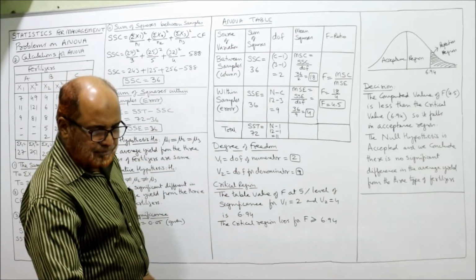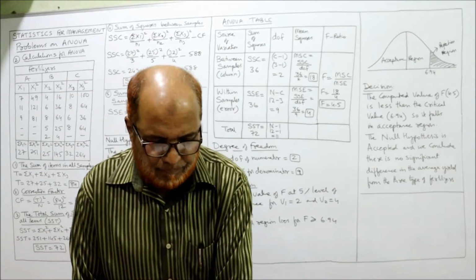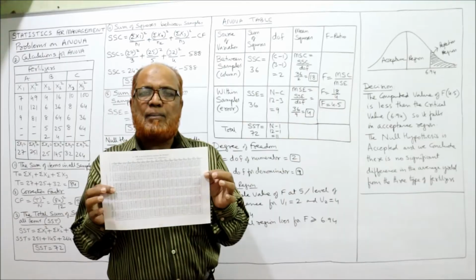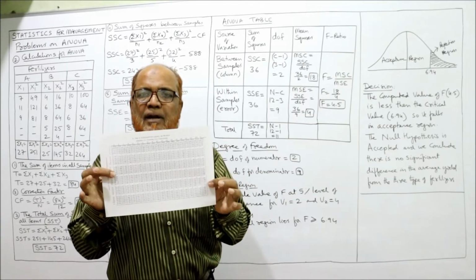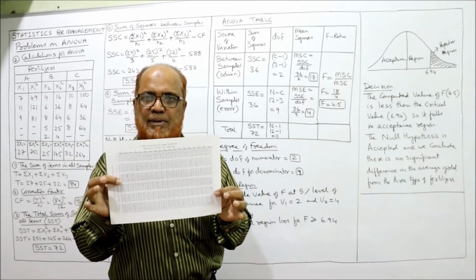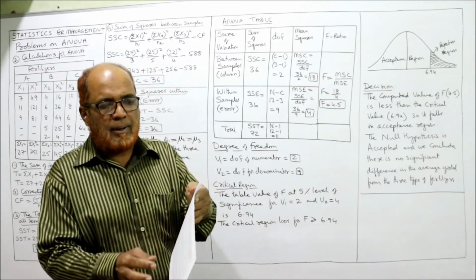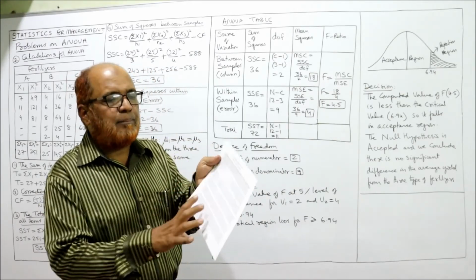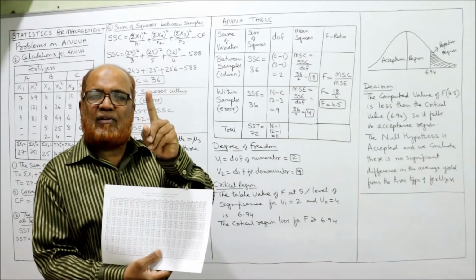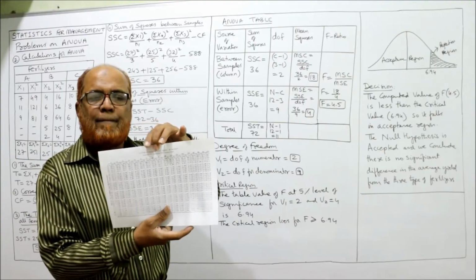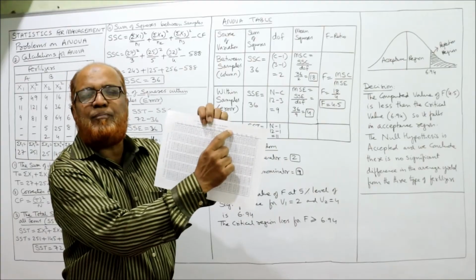Now the critical region, the table value. Now you have to refer to the table. This F table, I will provide the PDF in the description. Take a printout of the PDF of this F distribution table and keep it ready. In this table, first of all, two tables are there, one for 5%, one for 1%. On the top you can see 1% points, and here on top you can see 5% points.